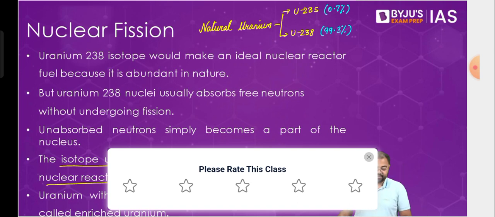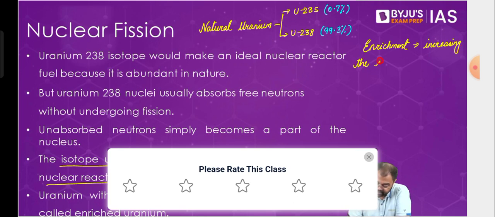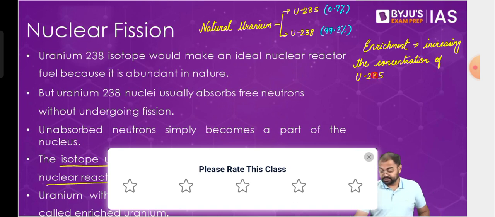This is where a concept called enrichment comes into the picture. Enrichment basically means increasing the concentration of uranium-235. So basically from 0.7% we go up to 3 to 5%. That is called enrichment.